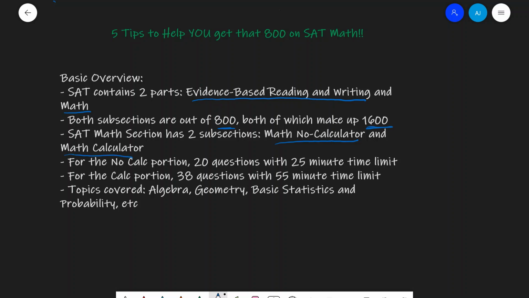Calculator portion. For the Math No Calculator portion, there are 20 questions with a time limit of 25 minutes. Whereas for the calculator portion, there are 38 questions to be done in 55 minutes. The SAT Math sections cover a wide variety of topics relating to algebra, geometry, basic statistics and probability, etc. However, there are a lot more topics, so you should look up ahead of time the specific concepts that are covered to get a better understanding of what will be tested.